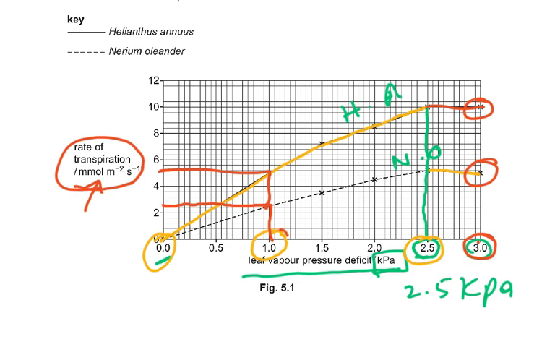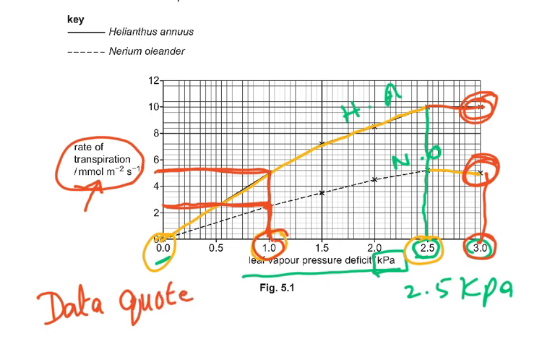right? So at 1 kilopascal, what was the rate for Nerium oleander, what was the rate for Helianthus? And then at 3, what was the rate? So this and this. And this gets you 1 mark. This is called a data quote. Quote means quotation. So a comparative data quote from figure 5.1.